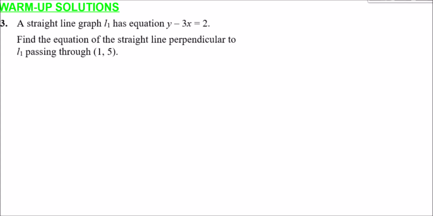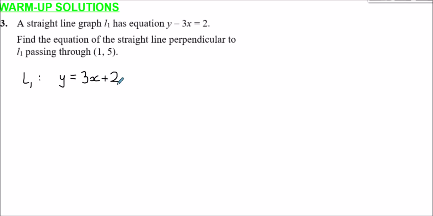Question 3. A straight line L1 has equation y minus 3x equals 2. Find the equation of the straight line perpendicular to L1 passing through (1, 5). And so first of all, I'd suggest to rewrite L1 in the standard form y equals mx plus c. So add 3x to both sides, we get y equals 3x plus 2.